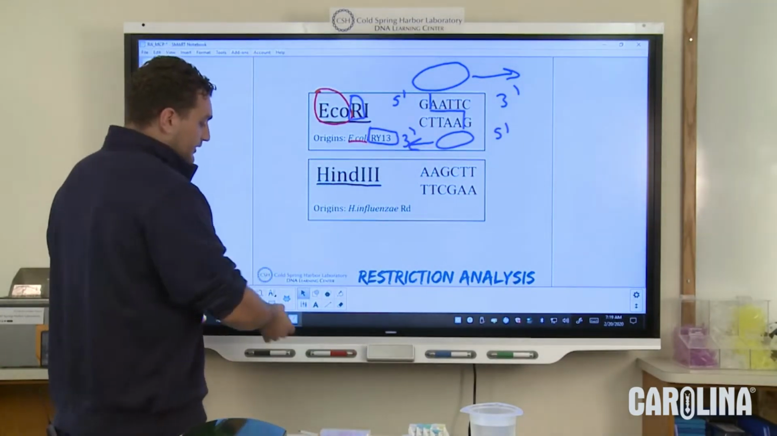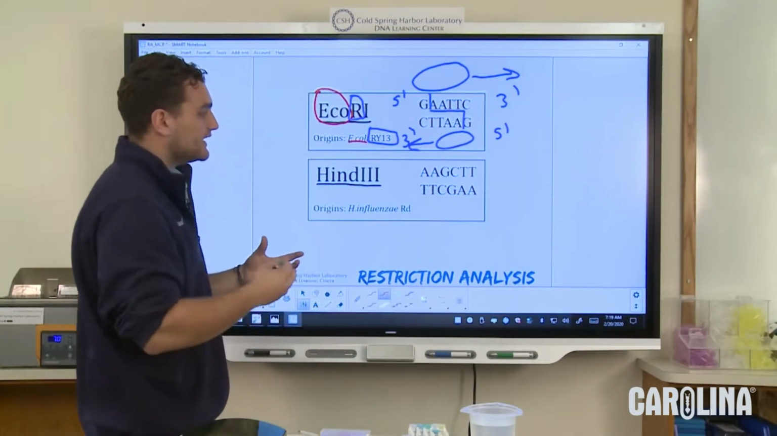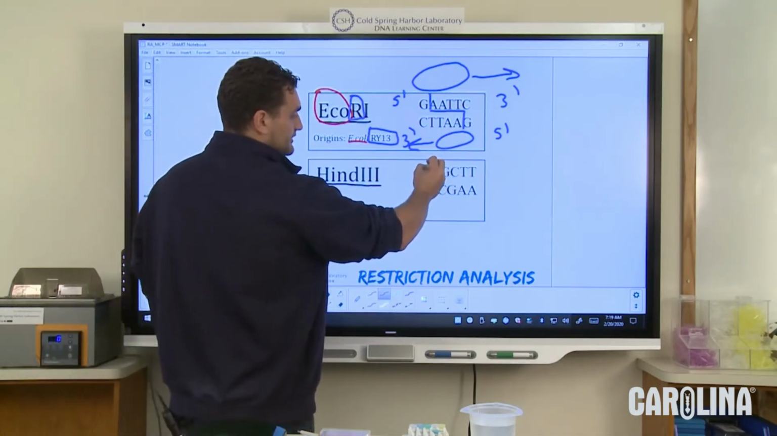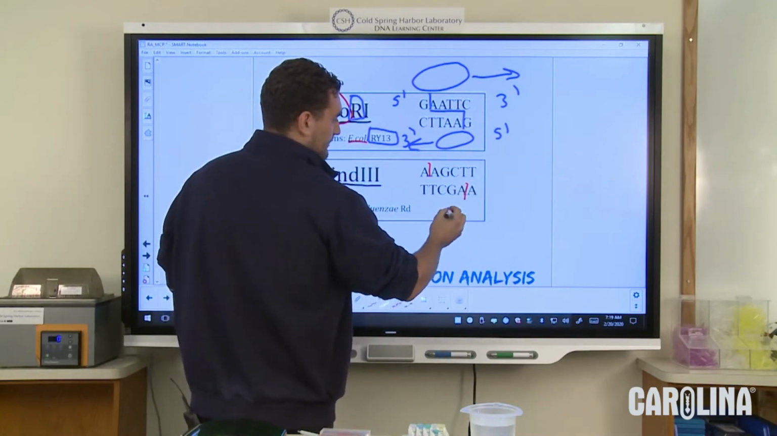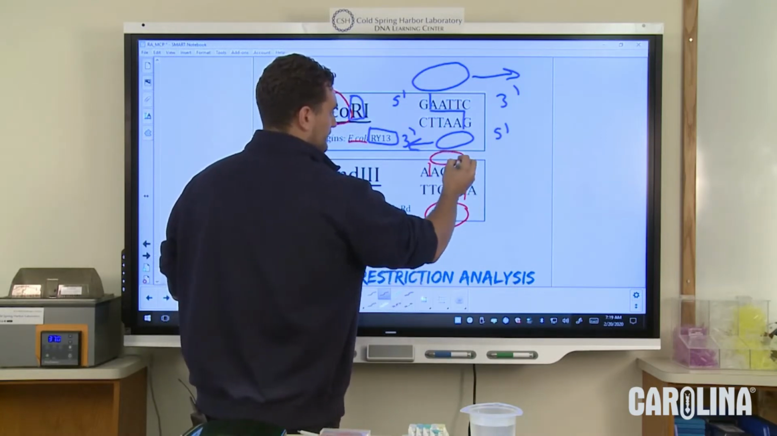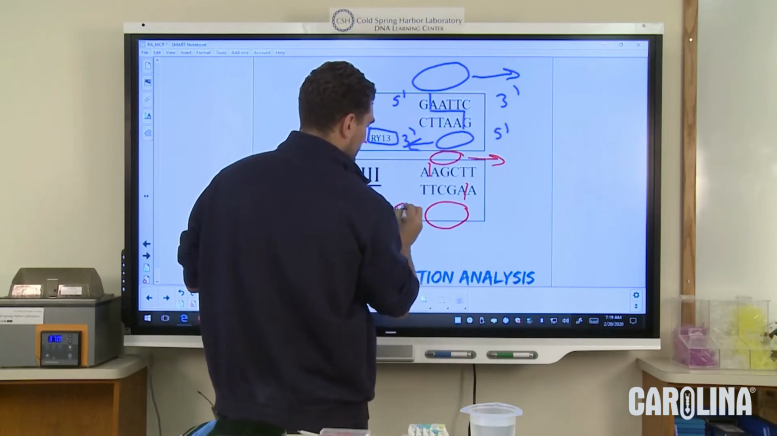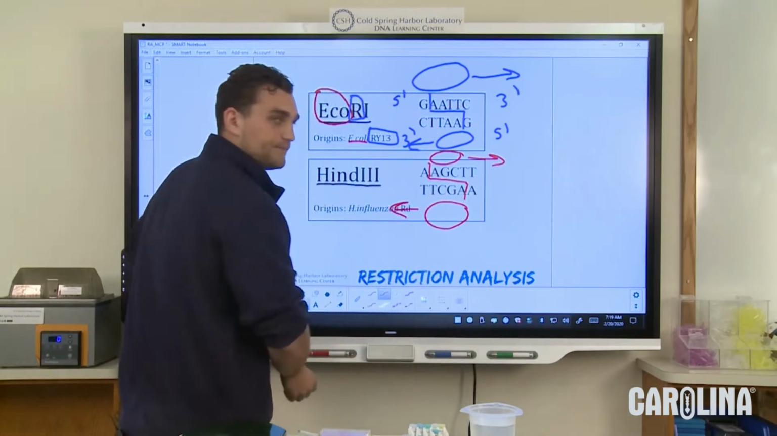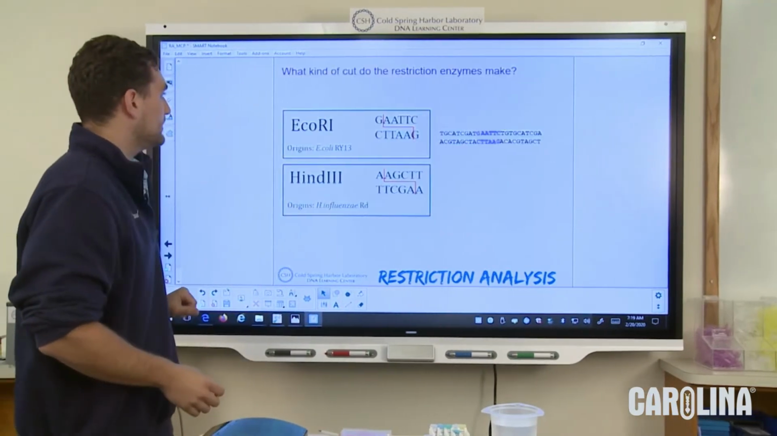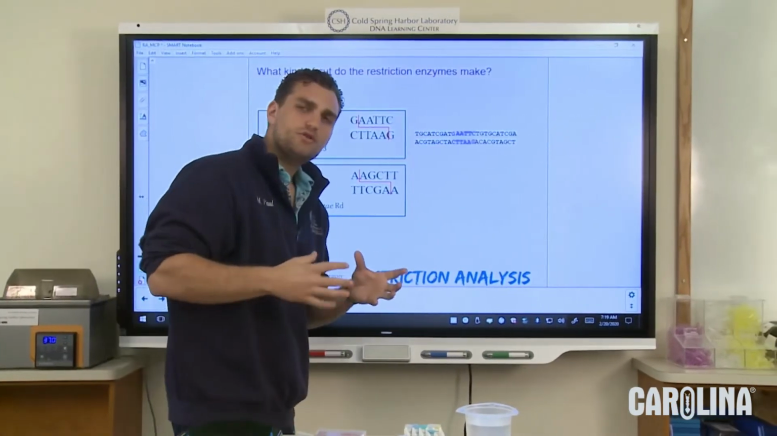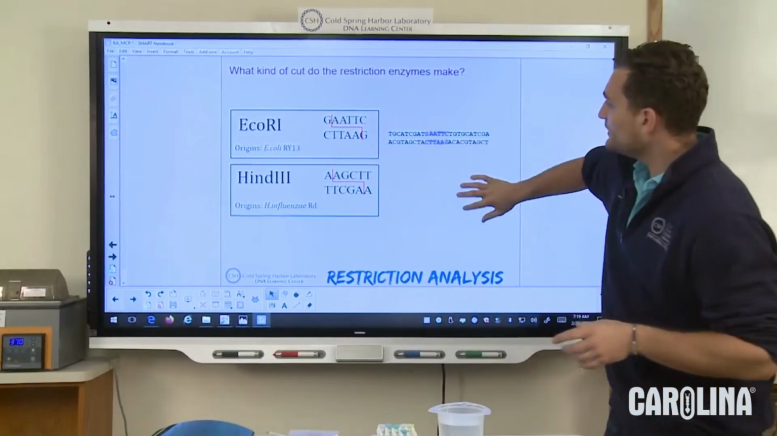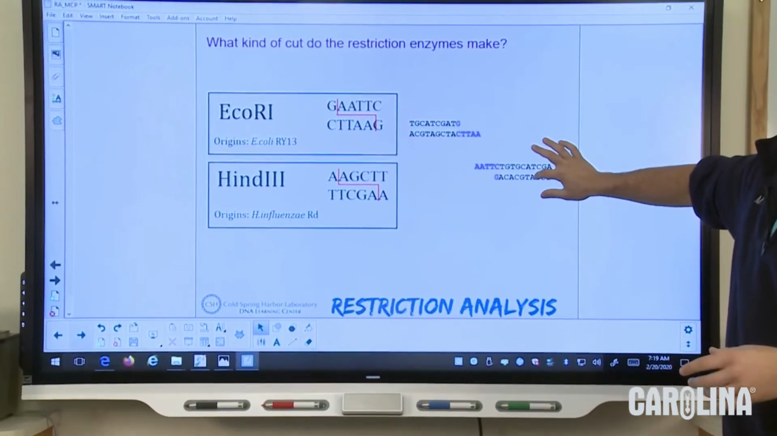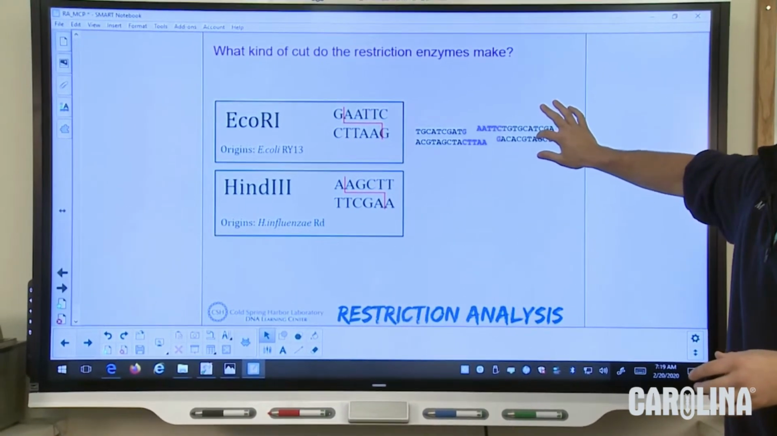Now, HindIII, the cut site is a little different. It's AAGCTT, but the cuts still happen between the A's. The enzymes still read it in the same way. They'll read it just like that, and those cuts will happen, causing those to break apart just like that. Now, what I'd like to show you is that when I break the bonds between the G and the A, these pieces just move apart.